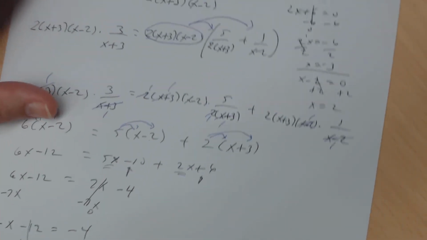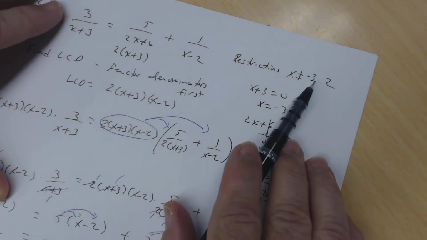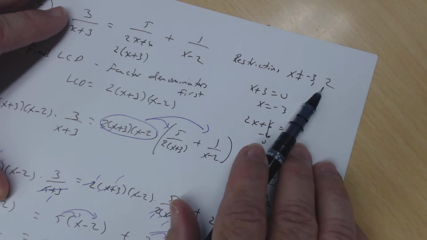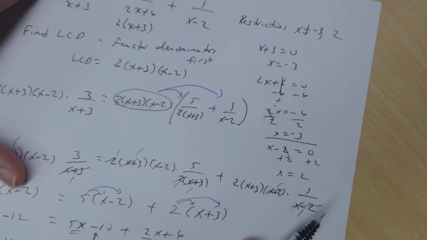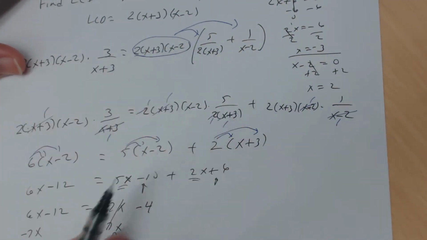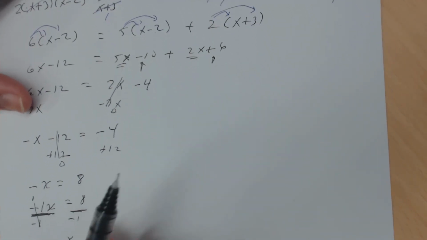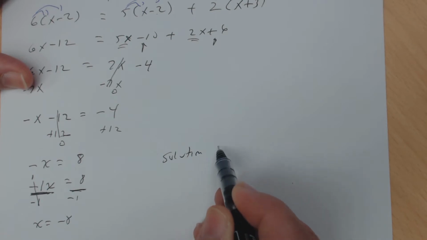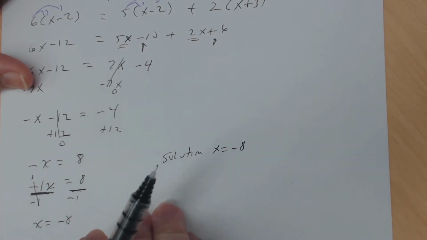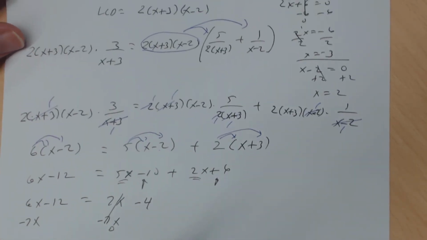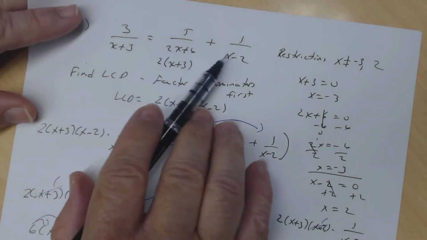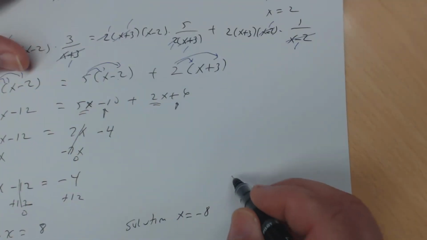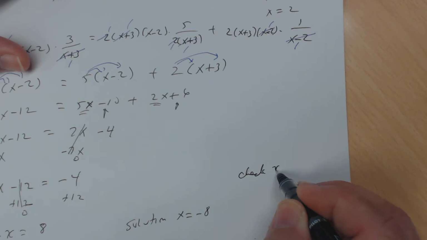And then you go back and look at see if that's one of your restrictions. It's not, because the restriction is only negative 3 and 2. Assuming that all of this is correct, I didn't make any errors, that's your solution. So the solution would be x equal negative 8. And you can always go back and check just wherever you see the variable in the original problem. You can check this. So we're checking x equal negative 8.